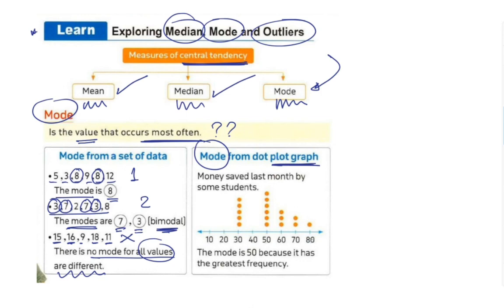Which value is the mode for this plot graph? It's the biggest one. We have here 50 with 1, 2, 3, 4, 5, 6 times. 6 times 50. So 50 will be the mode for these values. Why? Because it has the greatest frequency. So now I can find the mode from any values or from a plot graph.